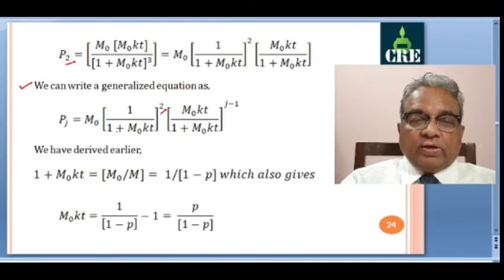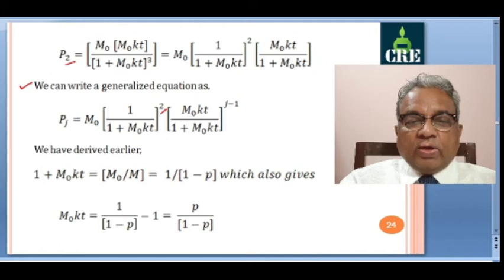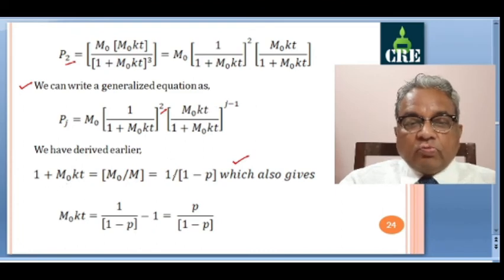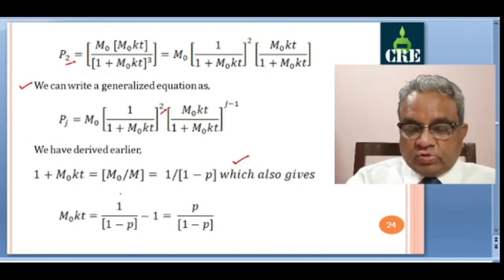So you will have cubic term here and so on. You know, 1 plus m0 kt is m0 by m, and that is nothing but 1 by 1 minus p, which we have seen earlier. So m0 kt can be written in terms of p as p by 1 minus p. So 1 by 1 minus p minus 1, in this you can solve. P by 1 minus p is m0 kt, and 1 plus m0 kt is 1 minus 1 by p. So we'll substitute this in terms of p.